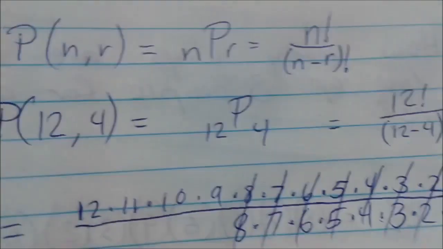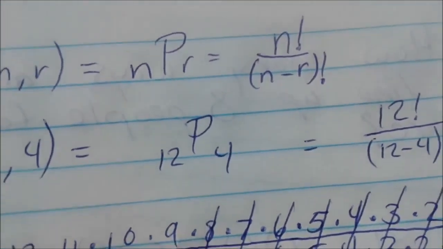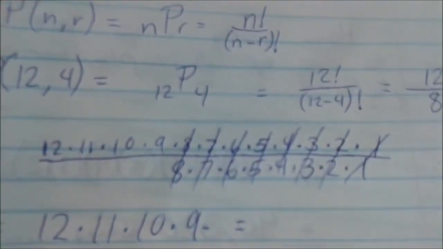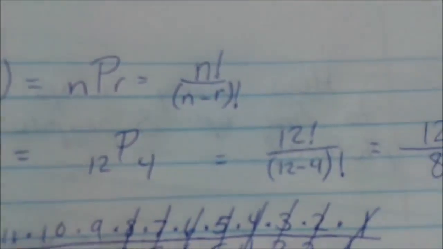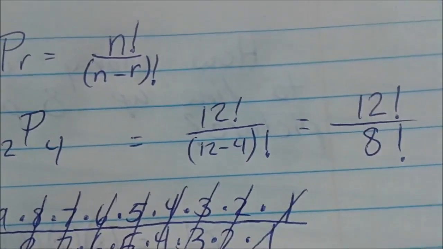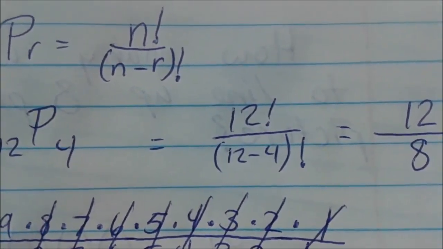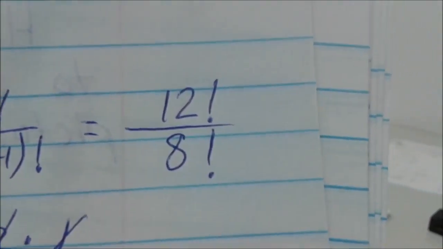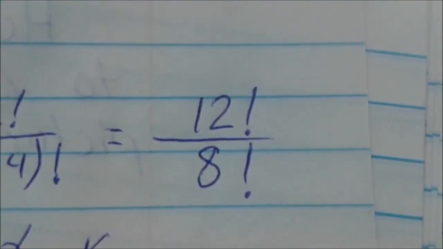Hopefully I said that right. Okay, so it's 12P4 because the order does matter. Correct? It's P, right? Because order does matter. Alright. Here we go. Then we put 12 over 12 minus 4. Then we solve that. Then it's 12 over 8. And don't forget the exclamation point.